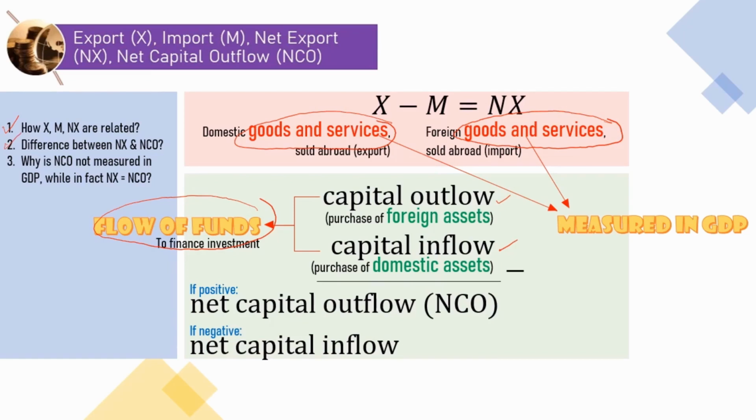Capital flow is just a flow of funds to finance investment or the purchase of capital goods, as I said. No direct purchase of goods or services in the economy. Therefore, they are not included in the GDP.